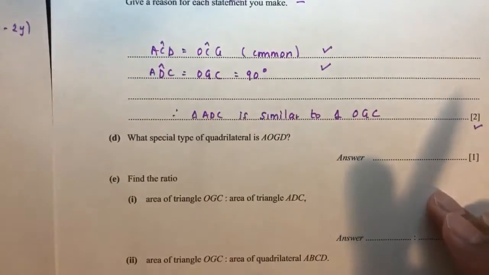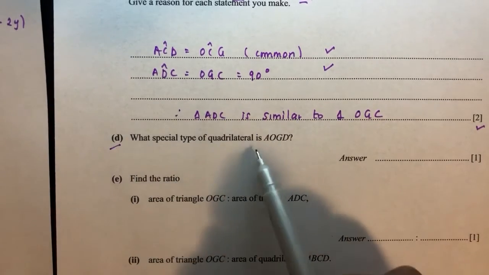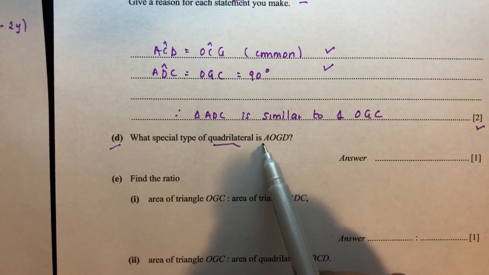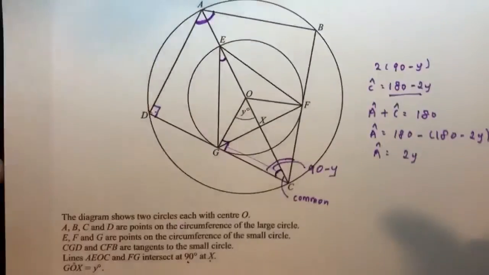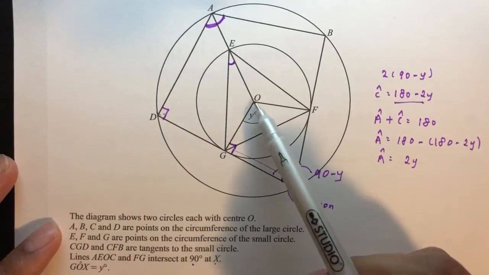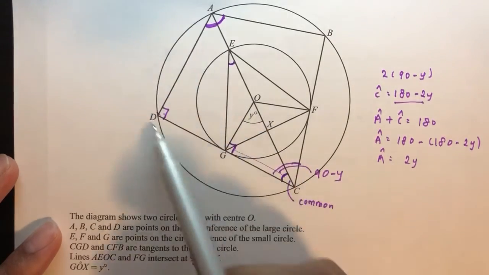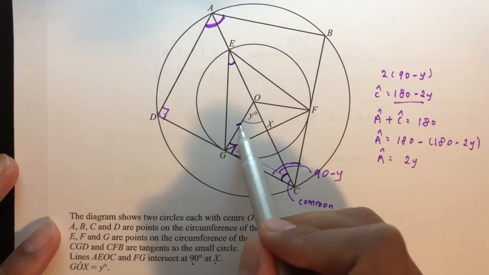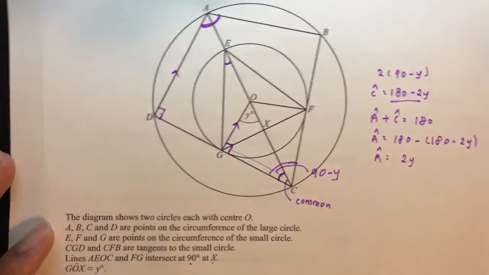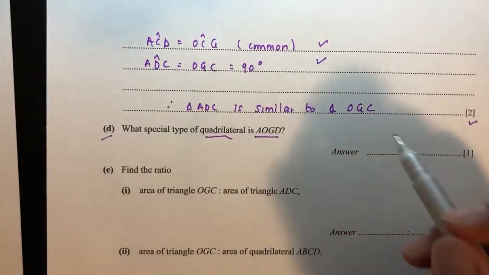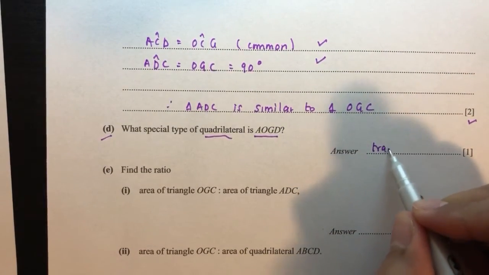So now moving on to question part D. What special type of quadrilateral is OAGD? So where is OAGD? This one. These two sides are in the same direction, so that will be a trapezium. So your answer here will be a trapezium.